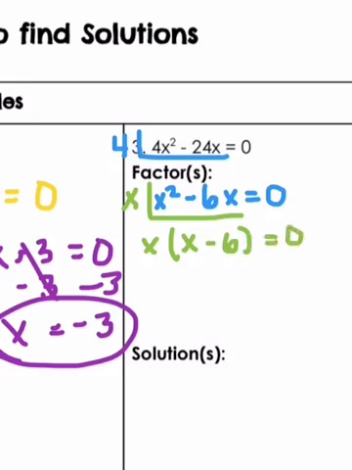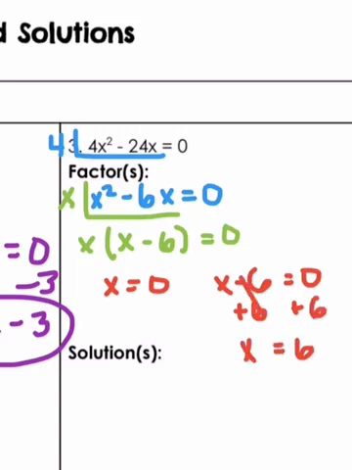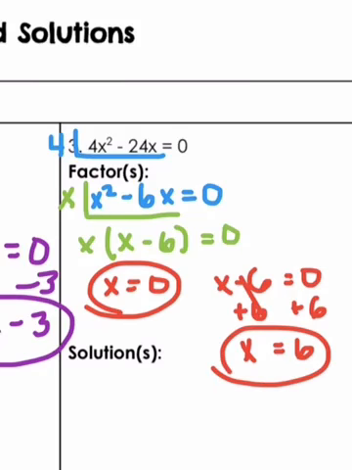Then we can take each of those and set them equal to 0. x equals 0 and x minus 6 equals 0. The first one is already solved, so we just need to solve the second one. So x equals 6. So your solutions are x equals 0 and x equals 6.